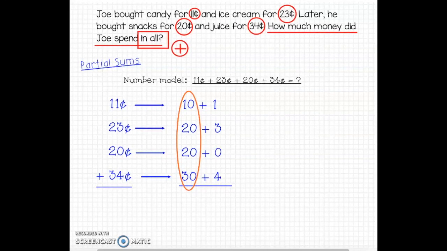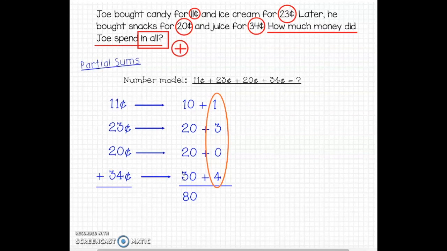Let's add up all our tens together. 10 plus 20 equals 30. 30 plus 20 more equals 50. And 50 plus 30 equals 80.